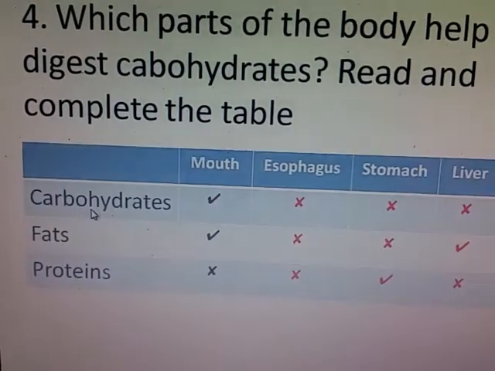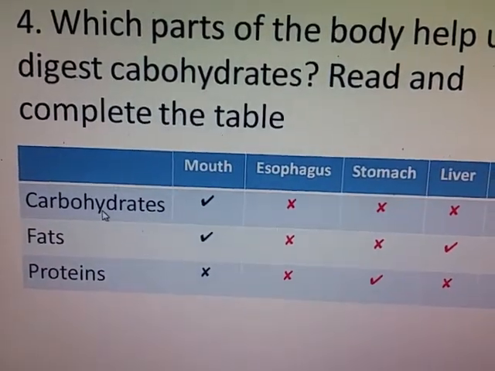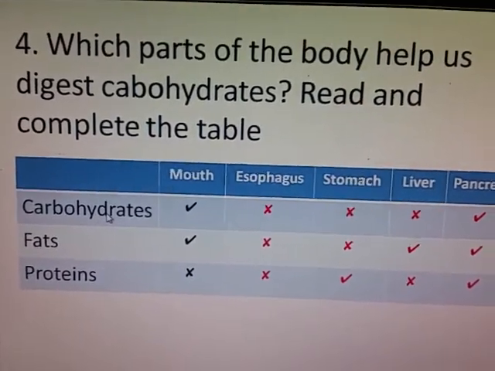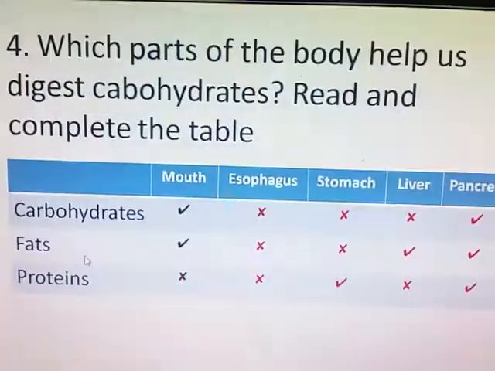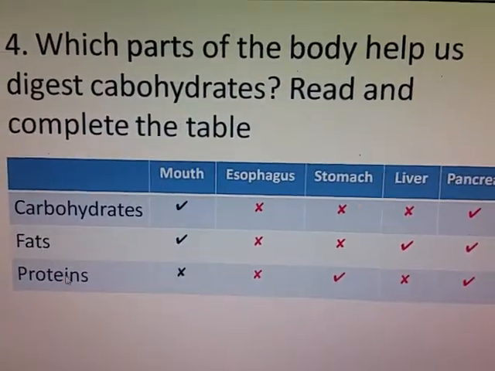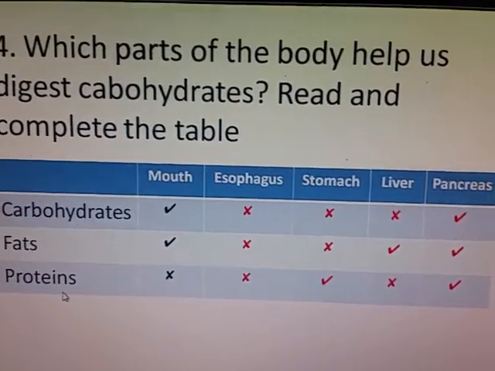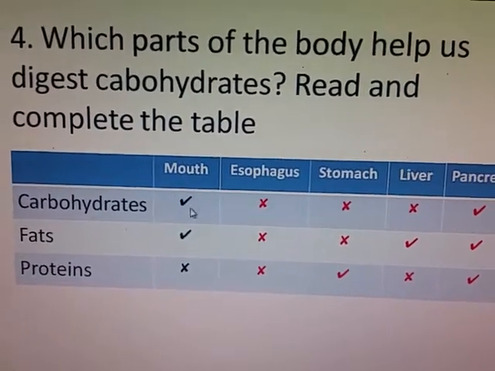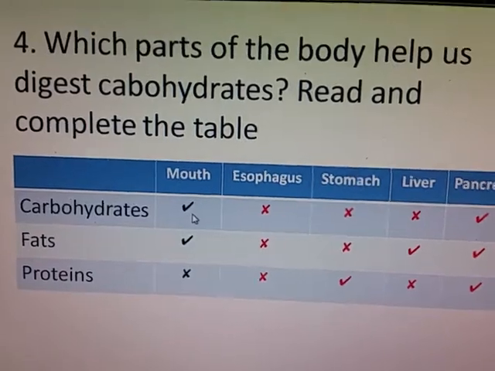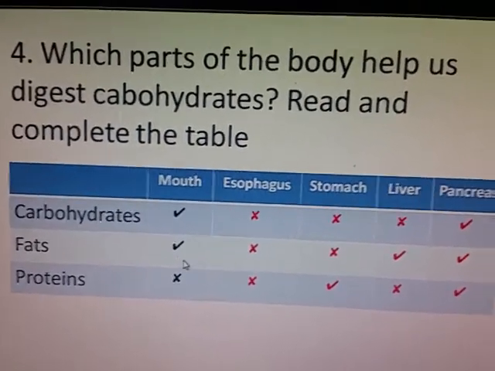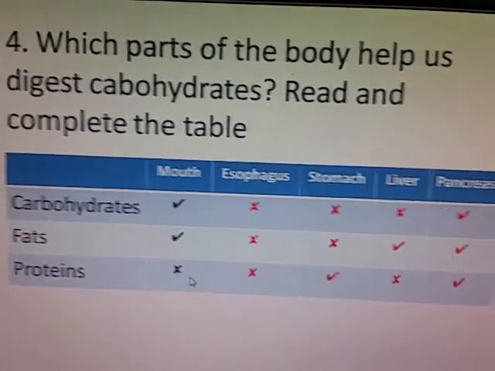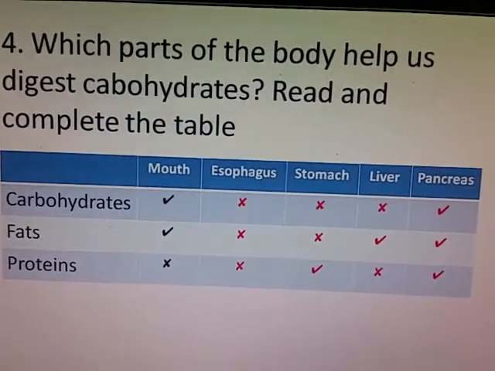So let's talk about in what part of your body we digest each. Carbohydrates, fats, and proteins. So we already have some answers. In our mouth, we can digest the carbohydrates and the fats, but not the proteins like chicken or fish or eggs because they're too complex.